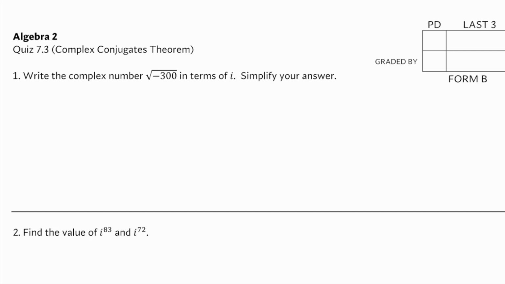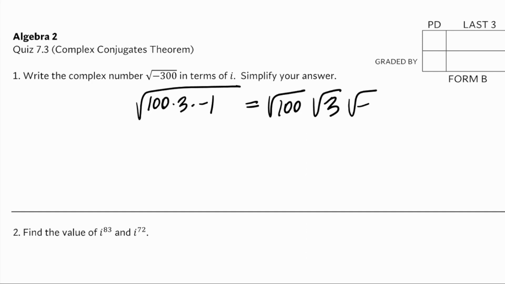All right, now form B. Let's write the complex number square root of negative 300 in terms of i. So we're going to say, what divides 300 that's a square number? And that would be 100, because that's 10 times 10. So that's 100 times 3 times negative 1. So that's the square root of 100 times the square root of 3 times the square root of -1, which is 10 square root of 3 i.